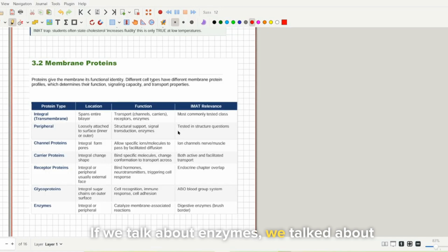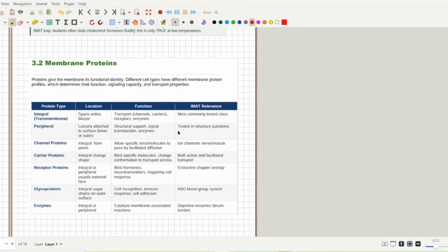If we talk about enzymes, we talked about adenylate cyclase. What does that enzyme do? It converts ATP into cyclic adenosine monophosphate.